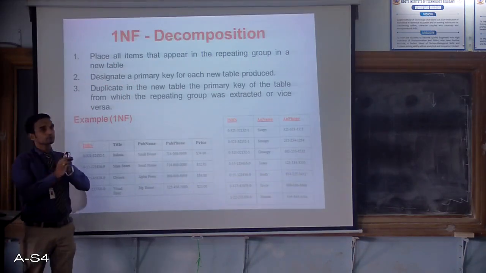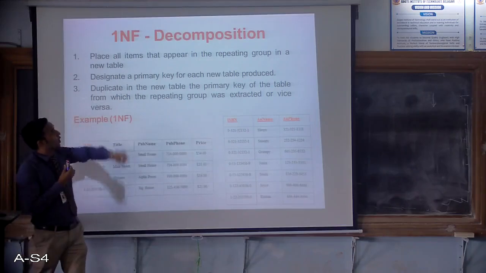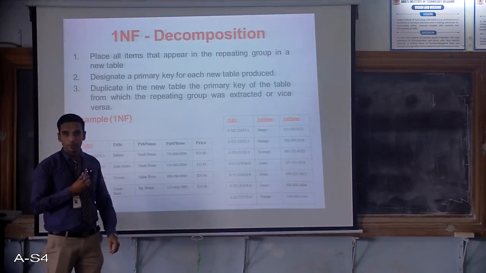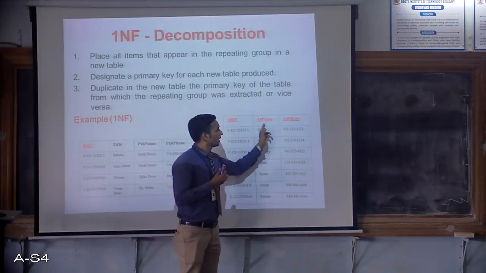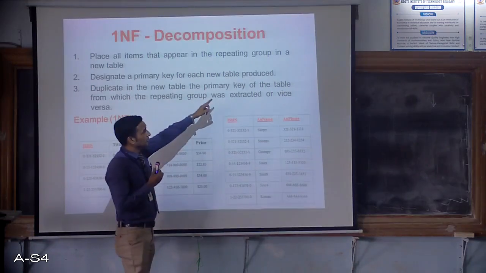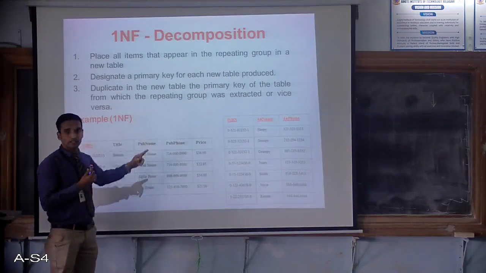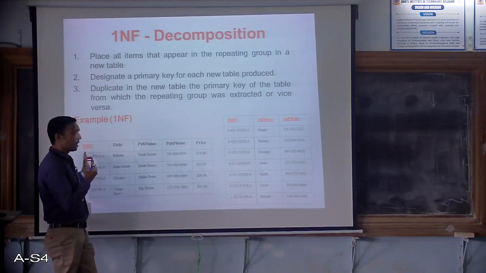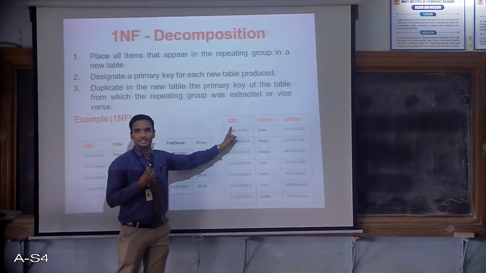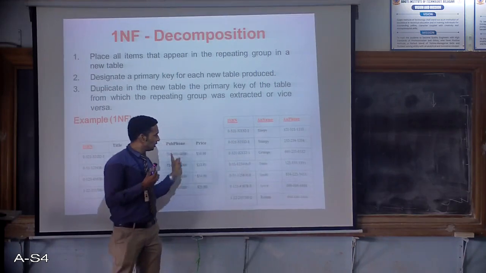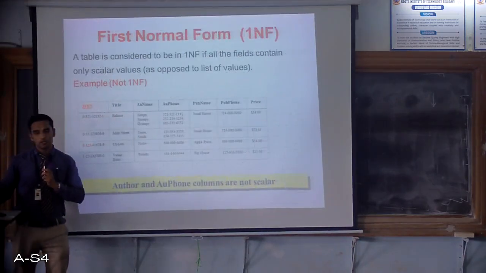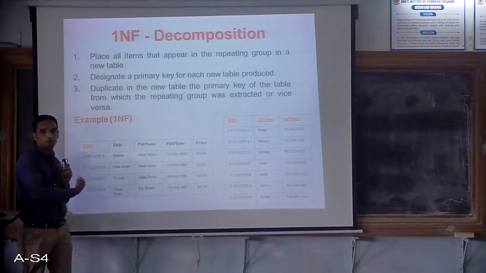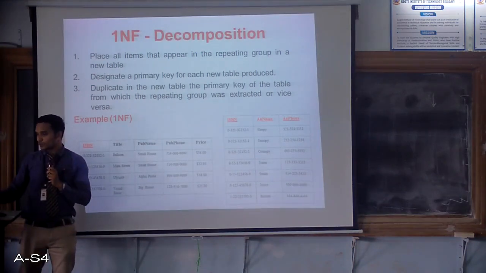And how did I do that? By following the guidelines. Place all the items that appear in the repeating group in a new table. Designate a primary key for each new table produced. Duplicate in the new table the primary key of the table from which the repeating group was extracted. This repeating group was extracted from which table? The main table. And which was the primary key for that? ISBN. Take it out and place it here. So this is how the given table, which was a single table not in first normal form, I have decomposed into first normal form. This is how you should do it, and there are various ways of doing it.